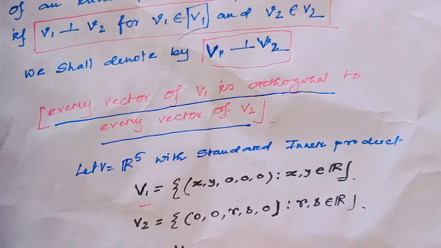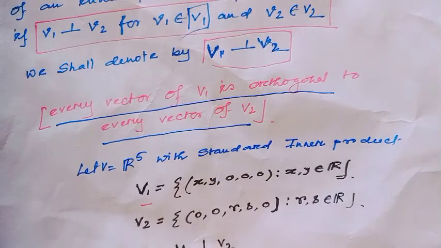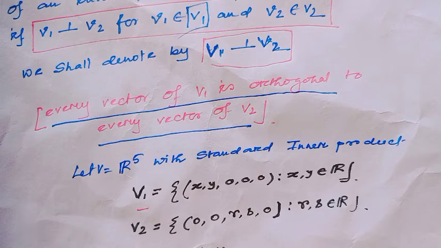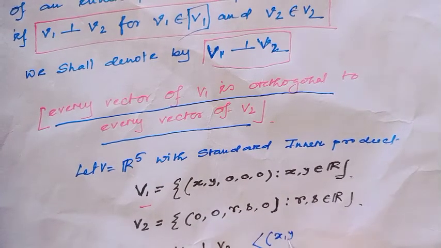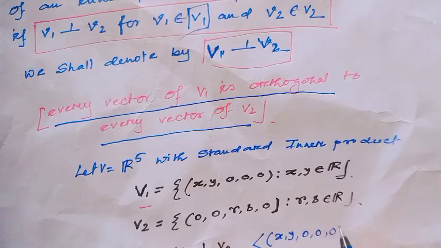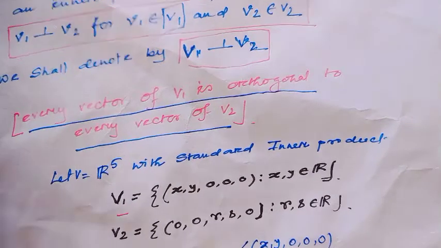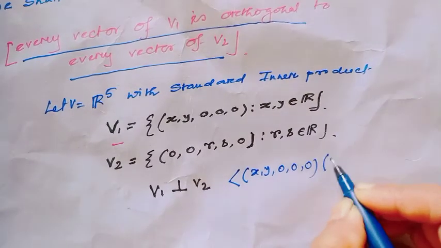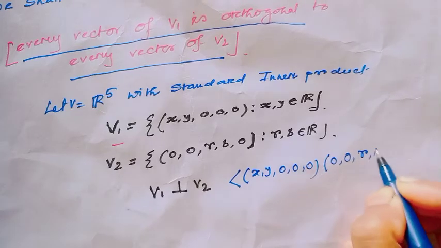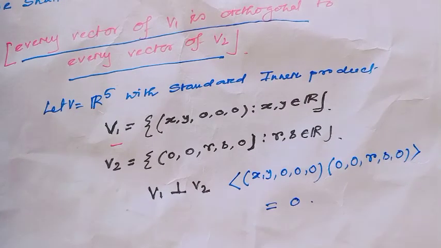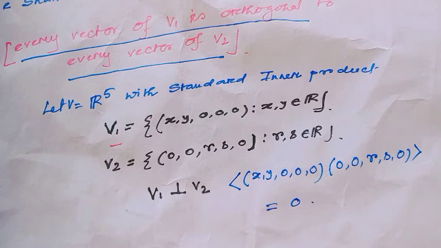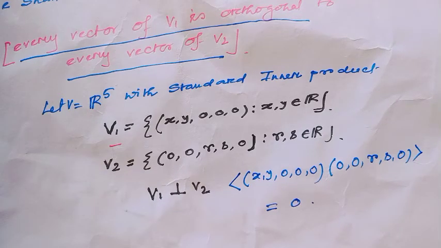And notice, obviously, the subspace V1 is perpendicular to V2 because the inner product of (x, y, 0, 0, 0) with (0, 0, r, s, 0) is obviously equal to the 0 vector. So obviously these subspaces are orthogonal to each other. Are you getting the idea?